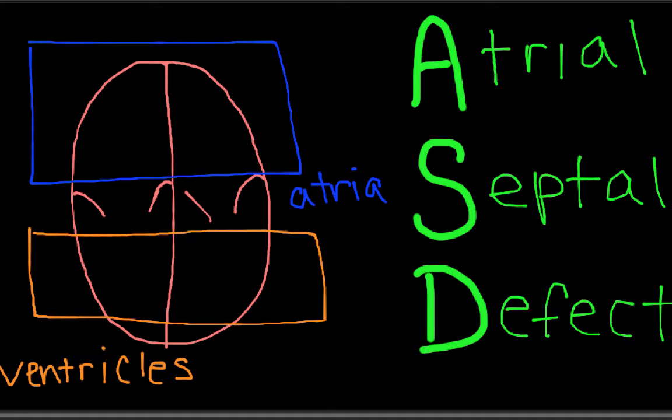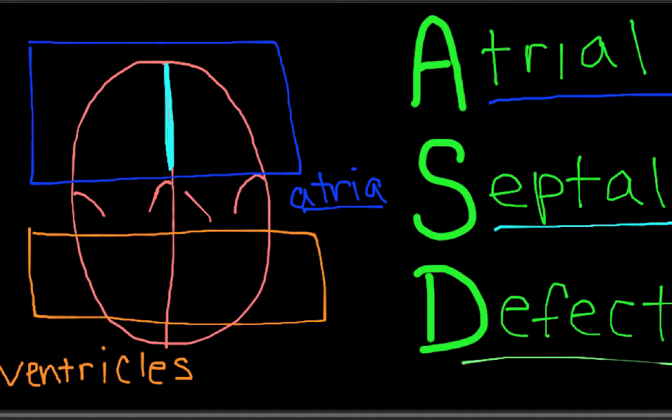Like I said before, ASD stands for Atrial Septal Defect. If you look at the first word, atrial, it looks very similar to the name of the top 2 chambers, atria. The second word, septal, meaning wall, refers to the wall in between the 2 atria. And the word defect is referring to a hole or part of the wall that is missing. So an atrial septal defect is when there is a hole in the wall between your atria.